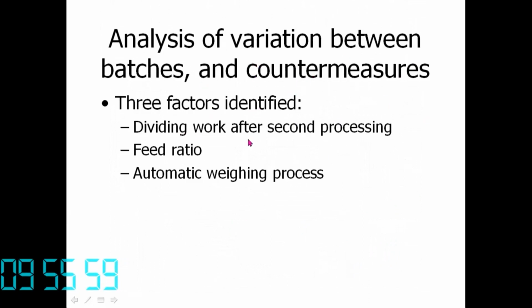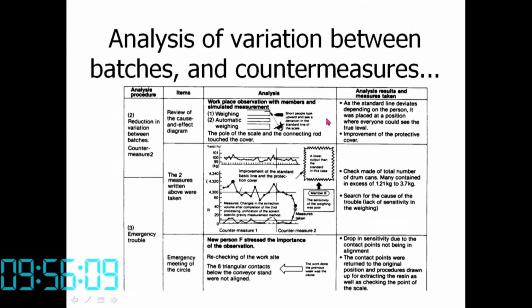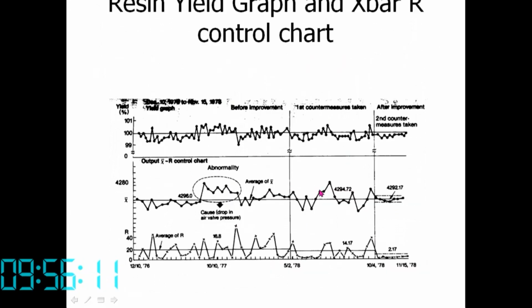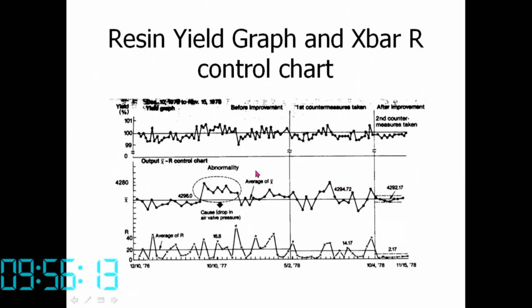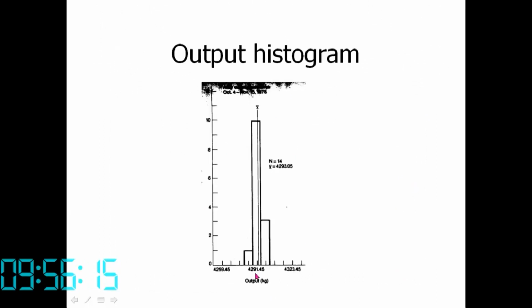3 factors identified. Dividing work after second process, so it is not equally divided. Feed ratio. Automatic weighing process, some mistakes are there. So again, the various activities. Again, we plot using a control chart. Finally, the output histogram after the improvement activities.